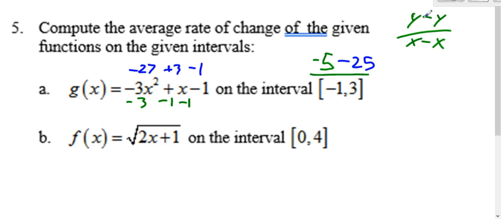So since it's y minus y and x minus x, we need minus signs here. So it's negative 5 minus negative 25, and negative 1 minus 3. Now that's slope formula. Y minus y, x minus x. So that's negative 5 plus 25 is 20. Negative 1 minus 3 is negative 4. So our rate of change is negative 5.